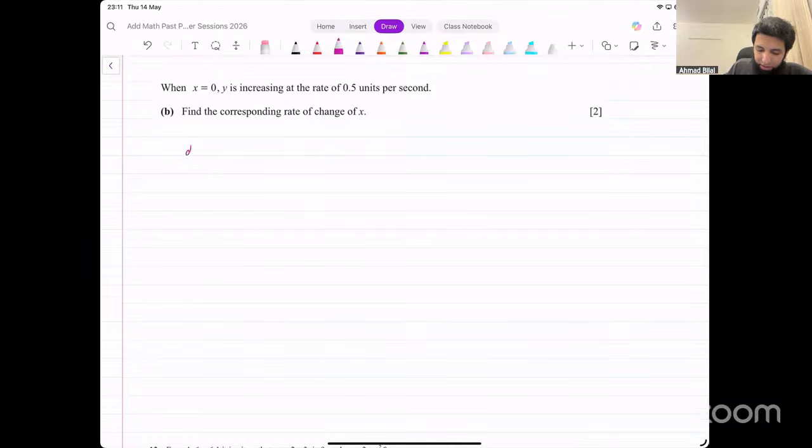So what we are given is that dy over dt is 0.5. What we want to do is find the corresponding rate of change of x. So dx over dt is what we want to find out. Now, how do you find dx over dt? We have to use the chain rule for that, right? dx over dt equals the product of two fractions.